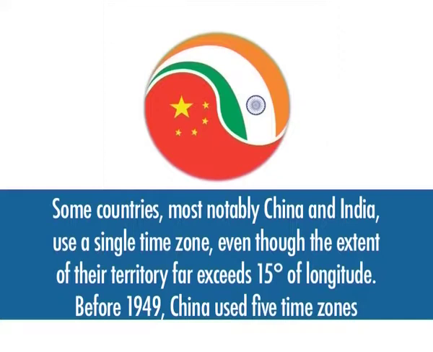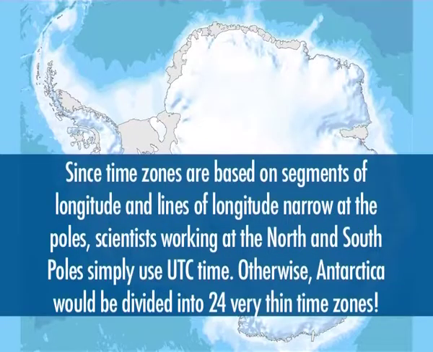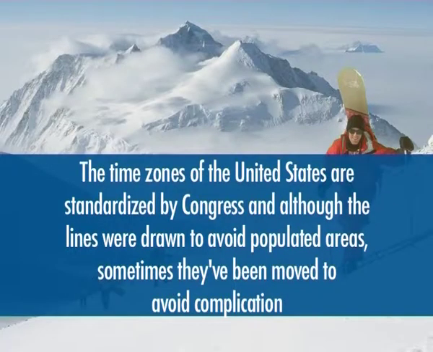Before 1949, China used 5 time zones. Since time zones are based on segments of longitude and lines of longitude narrow at the poles, scientists working at the North and South Poles simply use UTC time. Otherwise, Antarctica would be divided into 24 very thin time zones. The time zones of the United States are standardized by Congress, and although the lines were drawn to avoid populated areas, sometimes they have been moved to avoid complication.